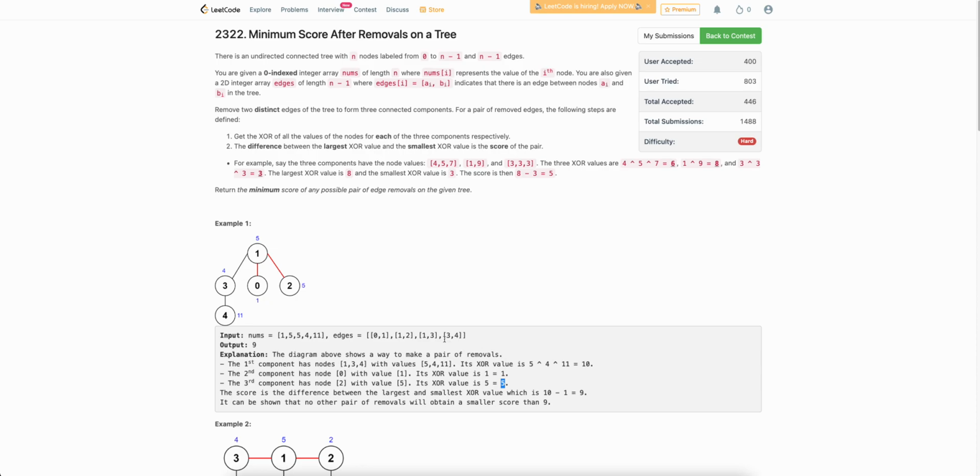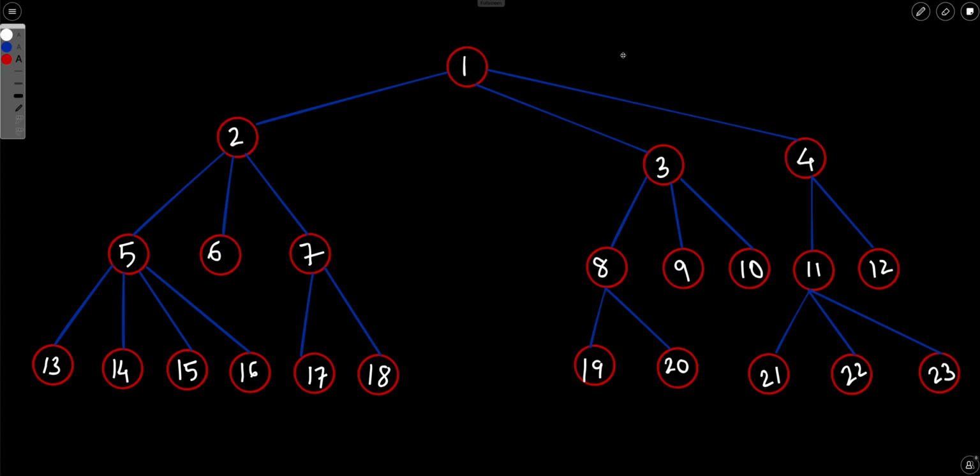Now what is the score of this configuration? The score will be the maximum minus the minimum, which is 10 minus 1, 9. So the score of this configuration, wherein the first component has 1, 3 and 4, the second component has 0, and the third component has 2, is 9. Similarly, for all such configurations, you have to find the one with the minimum score. So that's the question. Now, how to solve this?